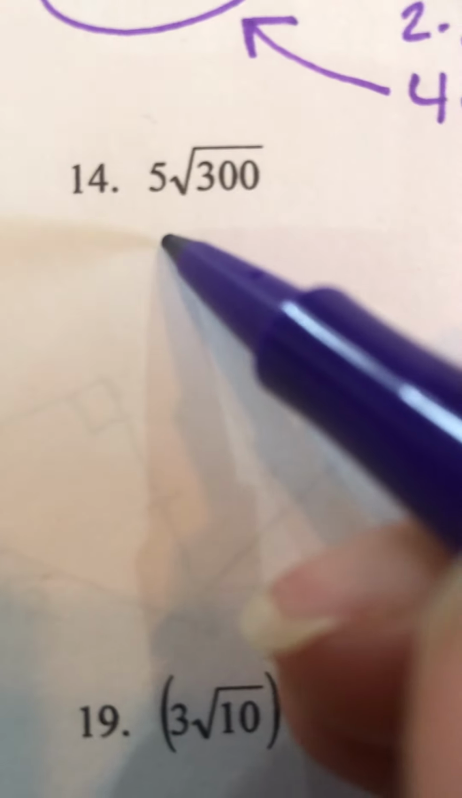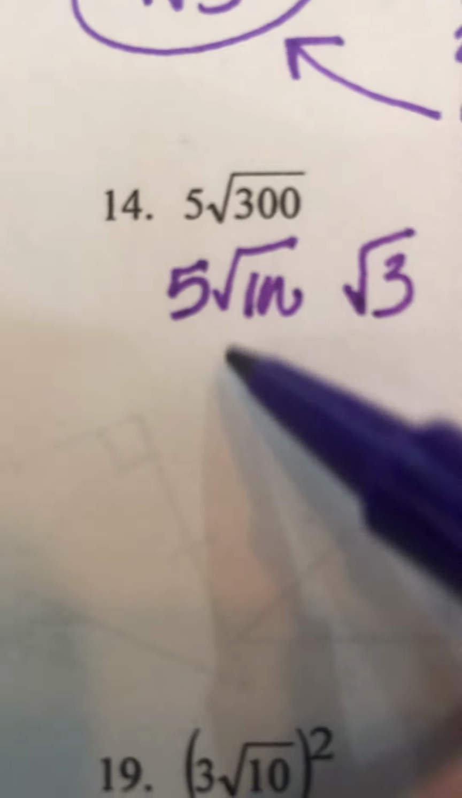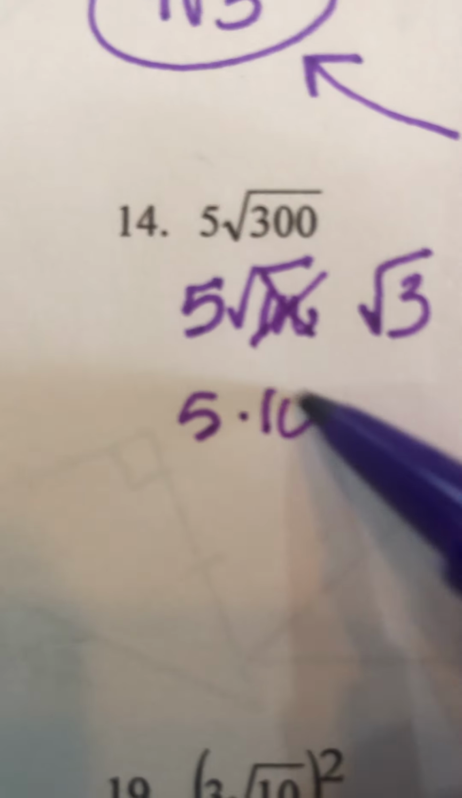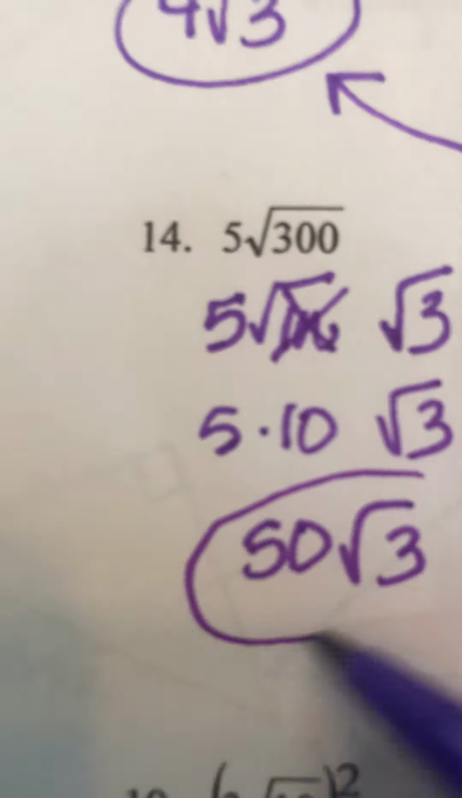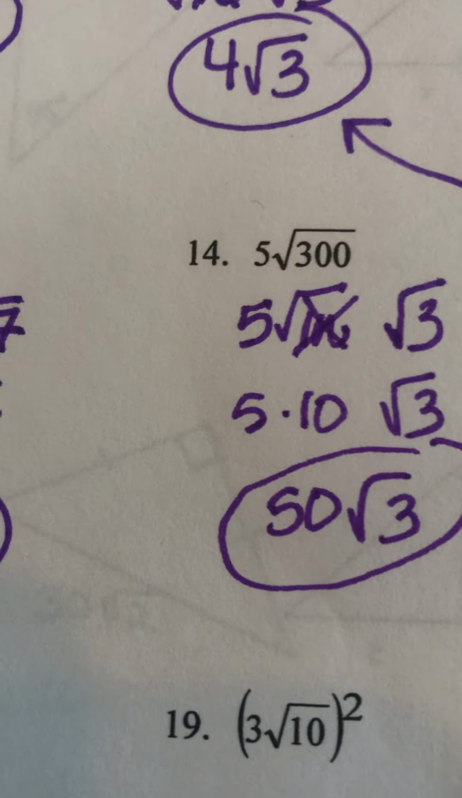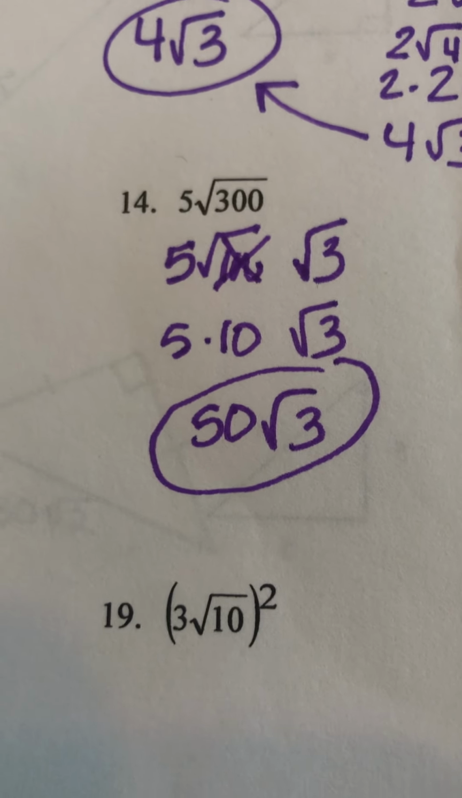Last one here in this row is 5 root 300. I think you'll agree that 300 is 100 times 3, and that the square root of 100 is 10, and 5 times 10 is 50. Now some people will say, do I have to show all that work? It's up to you. Sometimes you can do some of this in your head, but I would recommend showing the work.